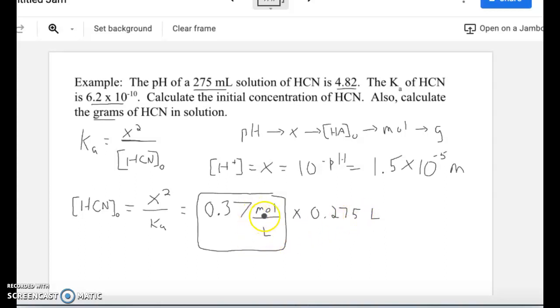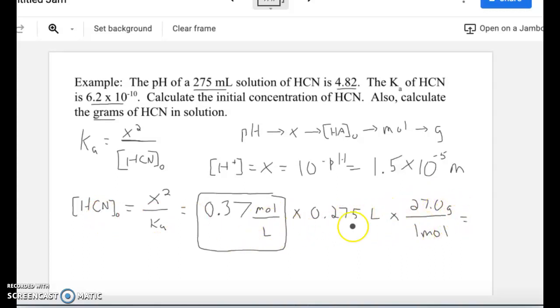That gets it into terms of moles of HCN. Now we want to use the molar mass of HCN to get it into terms of grams. So 1 mole of HCN has a molar mass of 27.0 grams. So 1 hydrogen, 1 carbon, 1 nitrogen, those add up to 27.0 grams.